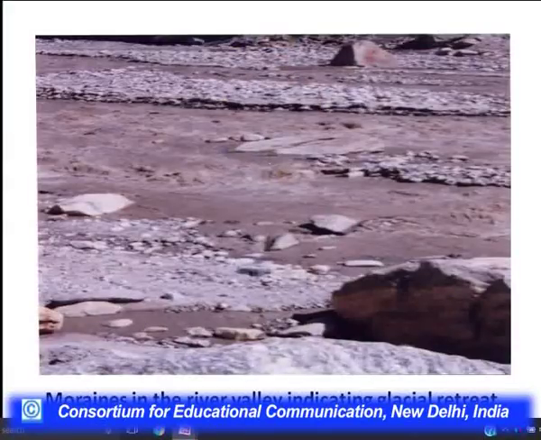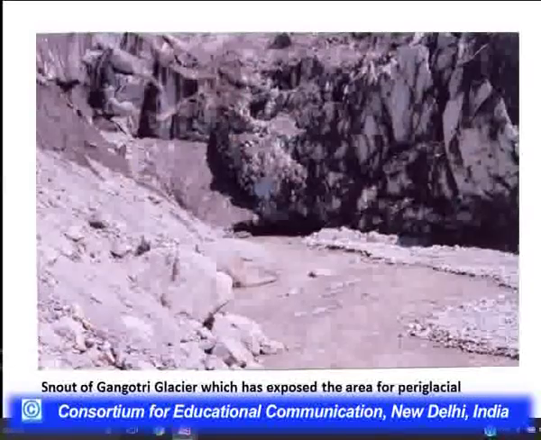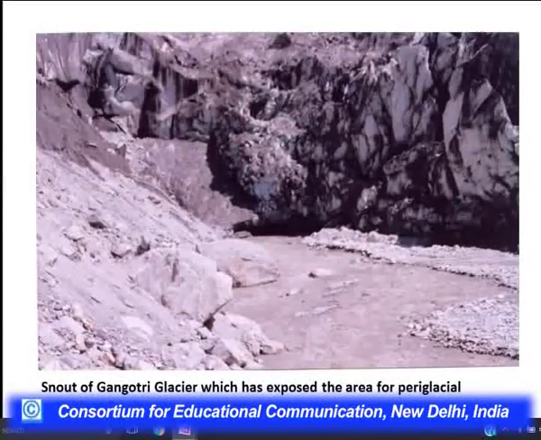And what happens after that? You can see moraines in the river valley. One can observe the moraines in the river valley indicating glacier retreat. The snout of Gangotri glacier has been exposed to the area of periglacial activity after its retreat.